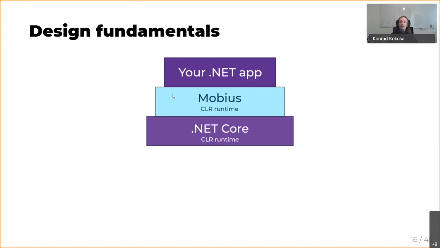First, we need our application, obviously, that we would like to compile and run. So it is any application in the world, any .NET application that you would like to run. And then typically you run it on .NET Core, on the .NET 5 runtime. But in my case, you will run it on the Mobius runtime, which is managed. So this runtime will run on .NET Core. So we have this sandwich here, two levels of runtimes, including my own Mobius one.